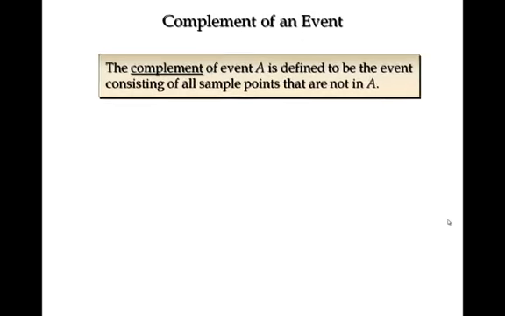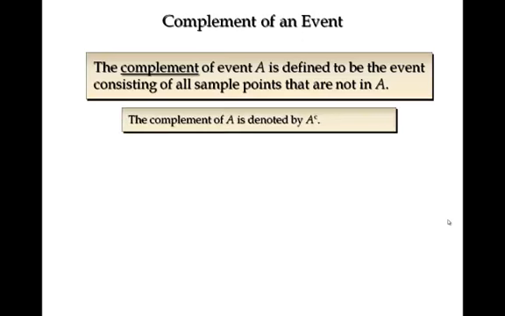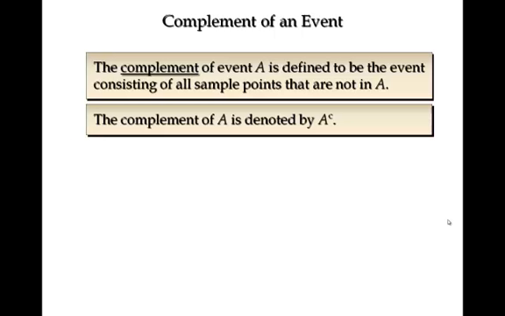What is the complement of an event? Here it will help to remember what you've learned about Venn diagrams from your high school math. The complement of an event A is just defined to be the event consisting of all sample points that are not in A. Formally, we designate the complement as A^C.